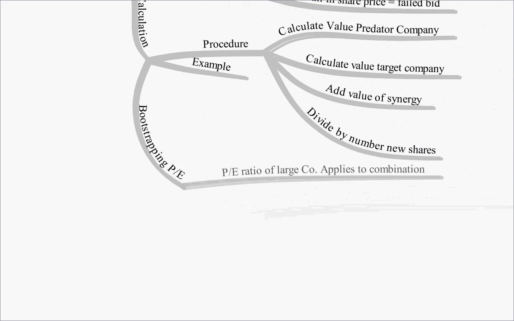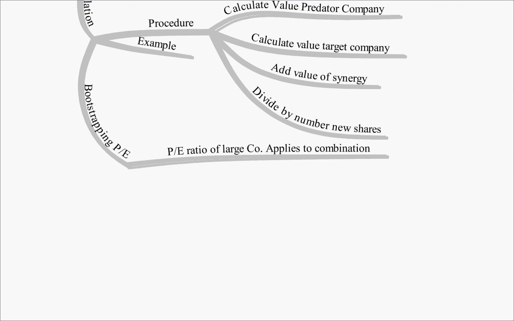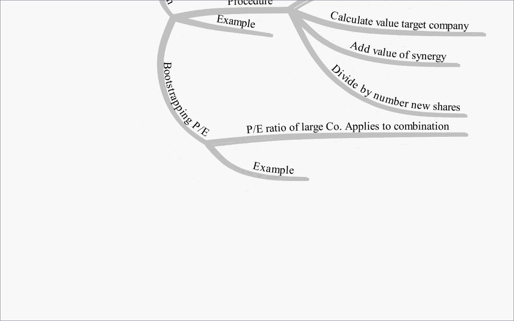Okay, back to this bootstrapping price to earnings ratio. It's when the price to earnings ratio of the large company applies to the combination, and may bring the price to earnings ratio of the smaller company up to match that of the larger one. We did an example of that in class.